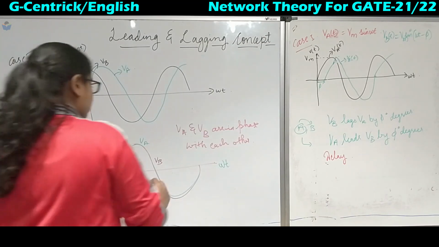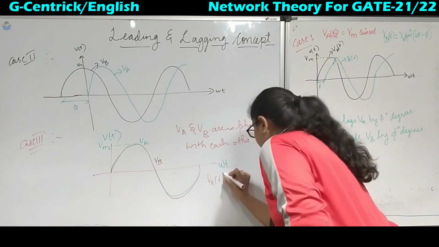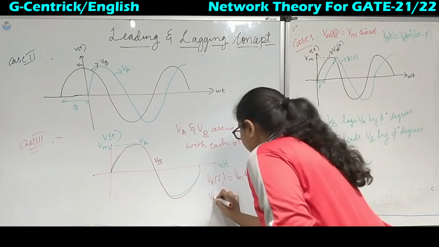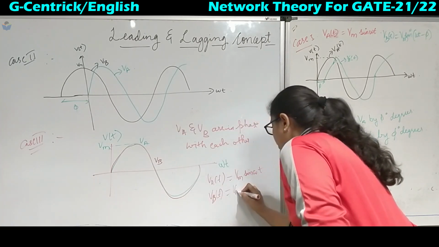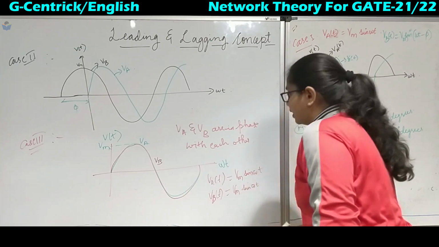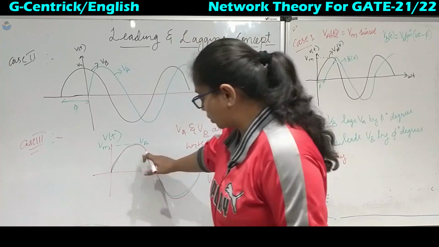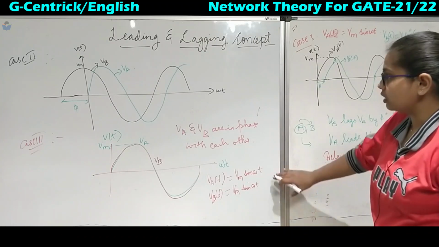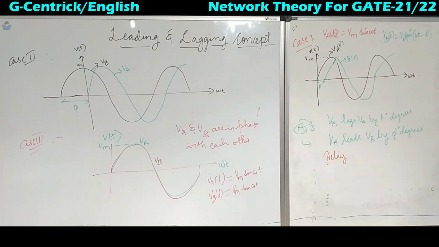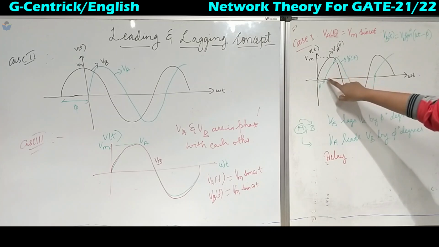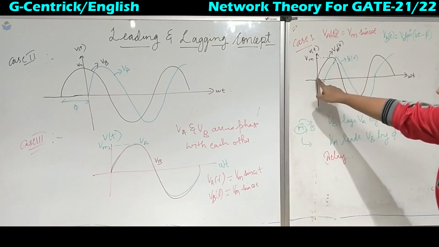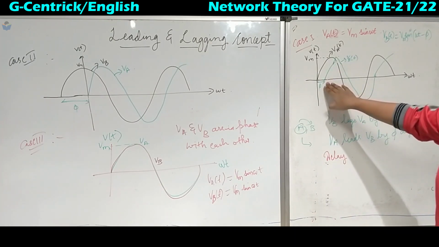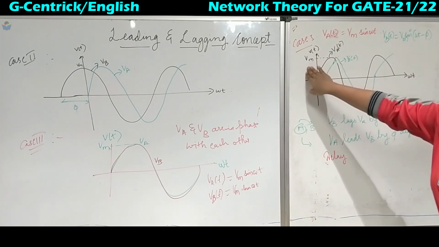So what will be the equations? Va of t will be Vm sin omega t, then Vb of t will also be Vm sin omega t, with 0 degrees lag or lead. So they are in the same phase, or we can just say they are in phase. These are the 3 cases, case 1, case 2 and case 3. Whichever signal appears first will be leading, and whichever is second will be lagging with the other signal.